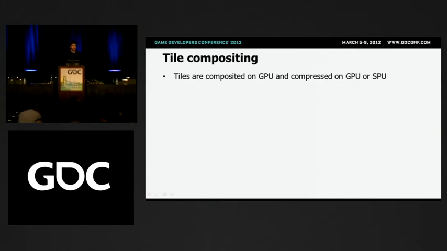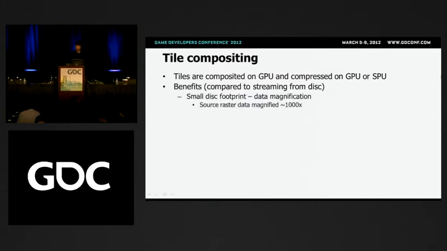Another thing we do with our virtual texture is that we generate it on the fly at runtime. We composite the tiles on the GPU, and then we pass the data on to either the GPU or the SPU, depending on platform, to compress it into DXT5. And by compositing the tiles at runtime, we have some benefits compared to streaming them from disk.